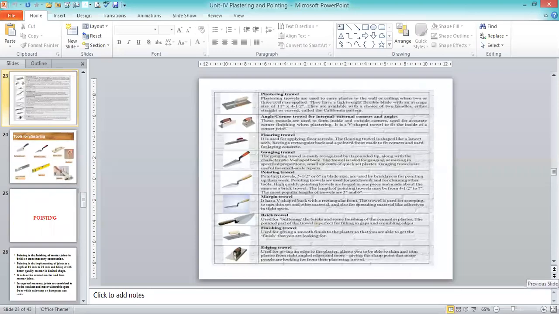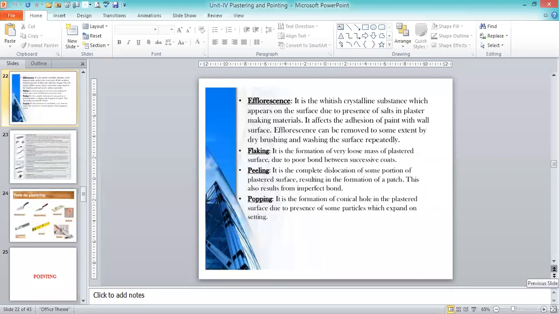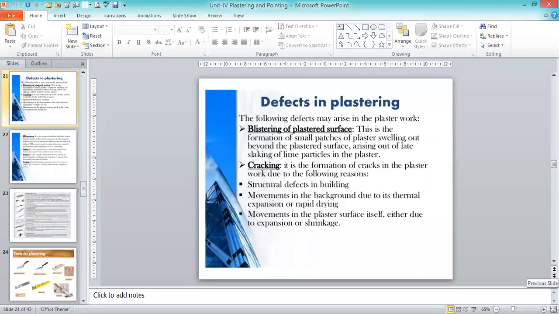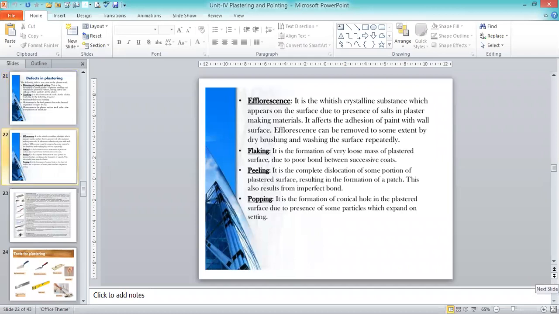Next, this is already yesterday's slide. I showed the different tools, almost the same thing we covered, but it is somewhat clearer. And one more thing we did not discuss in yesterday's class is the defects in plastering. The defects in plastering are blistering of the plastered surface, cracking, efflorescence, flaking, peeling, and popping. These are the various defects that occur when the plastering is not done properly or with the mortar we are using for plastering.